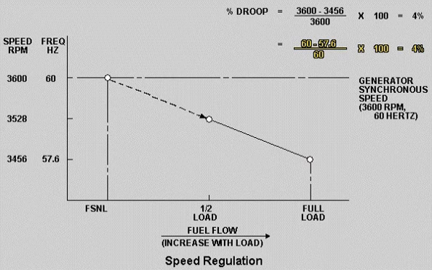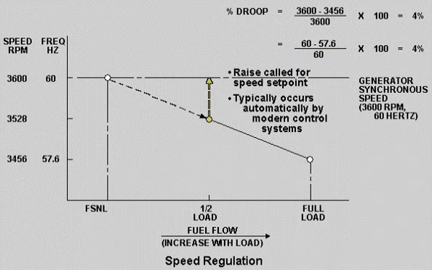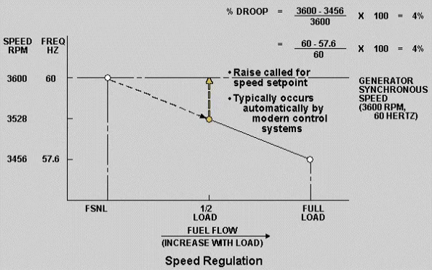At any time during this speed reduction, an operator can restore the frequency to 60 Hz by raising the called-for speed set point to reach 3600 RPM. Fuel flow will slightly increase as the speed is increased. Typically, this change in the called-for speed set point occurs automatically by modern control systems.